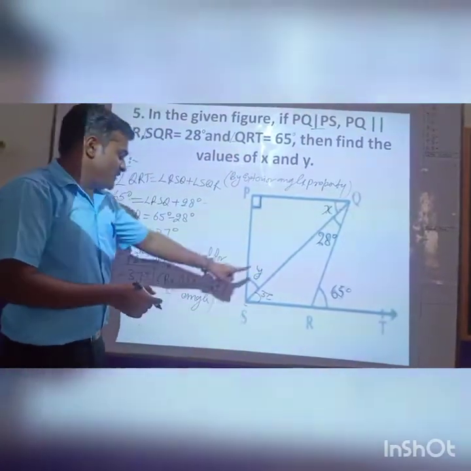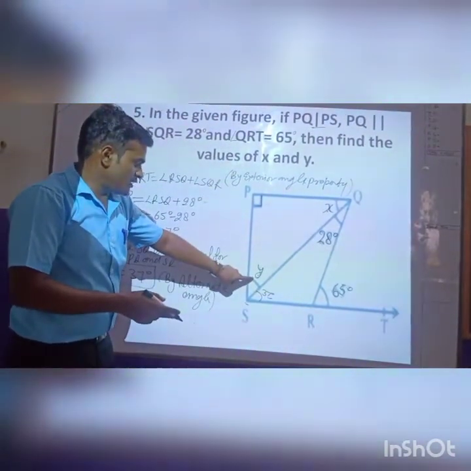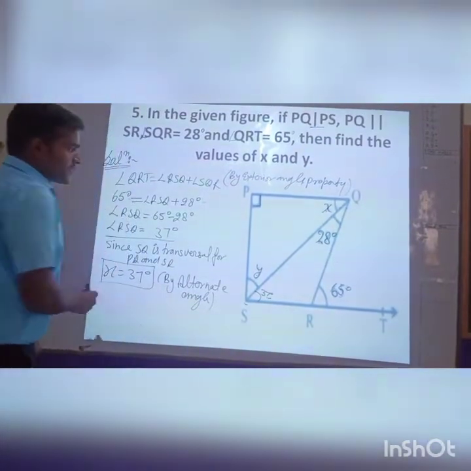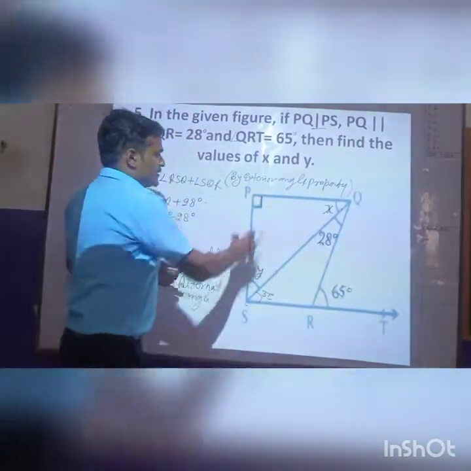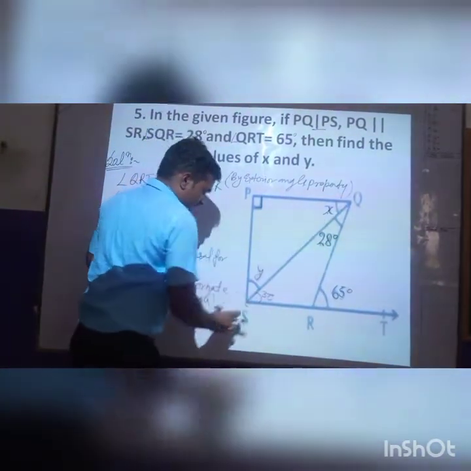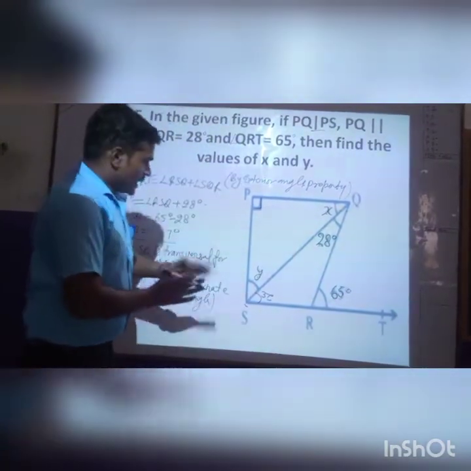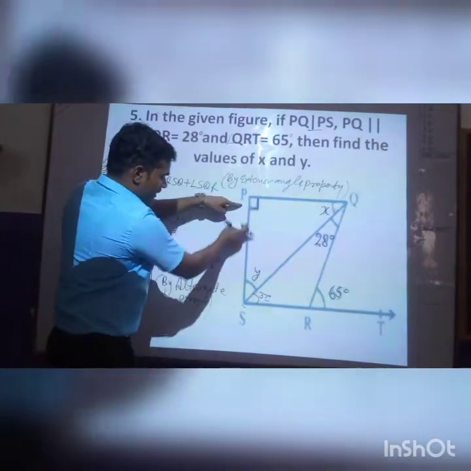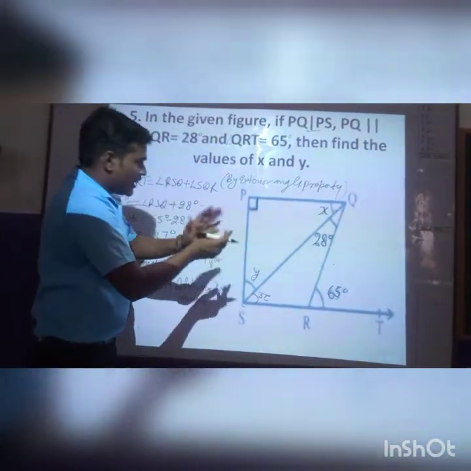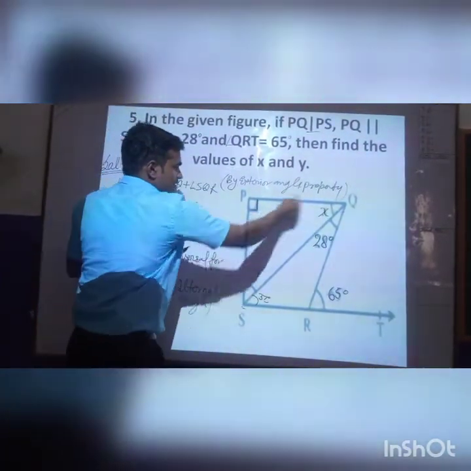Now we have to find y. It is already given that PQ and SR are parallel. Either you can apply the co-interior angle theorem or the angle sum property.